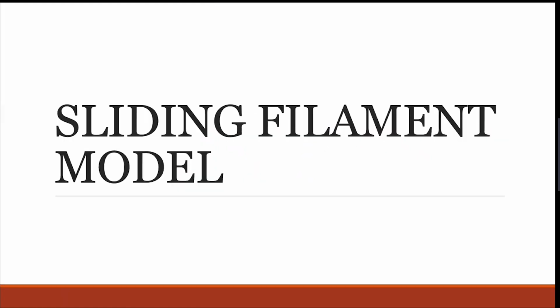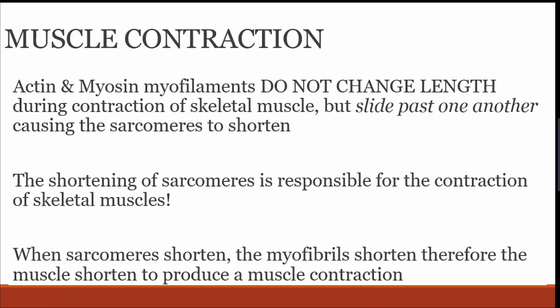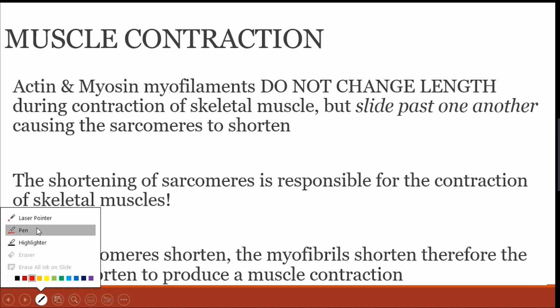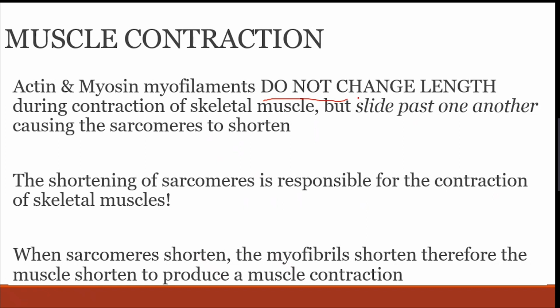There we go. So the first thing we're going to look at is the sliding filament model. So what is that exactly? Well, when we're talking about the sliding filament model, we're referring to the fact that the actin and myosin don't change length, they slide over the top of each other. That's the sliding filament model. The sarcomeres shorten, but the actin and myosin do not.